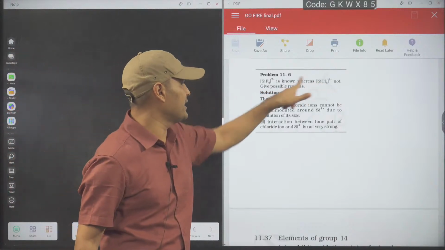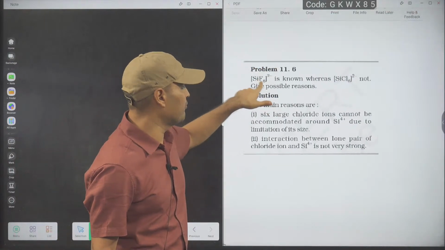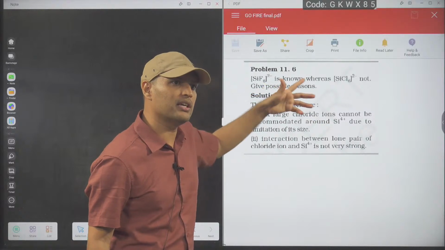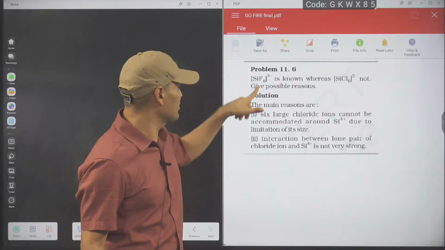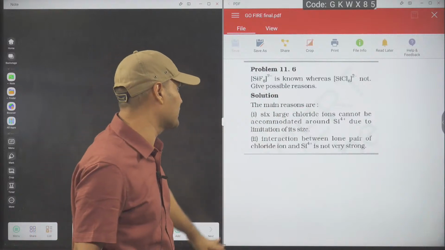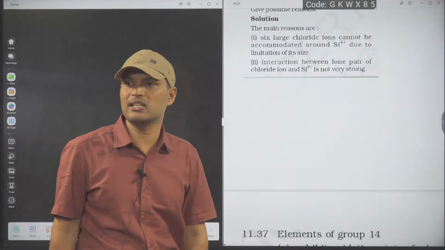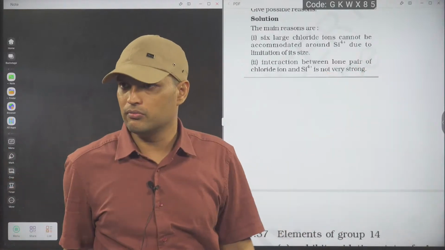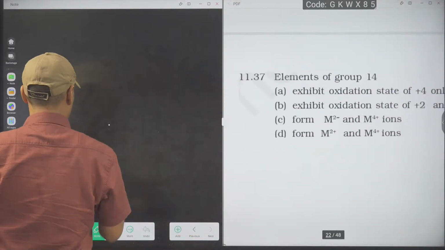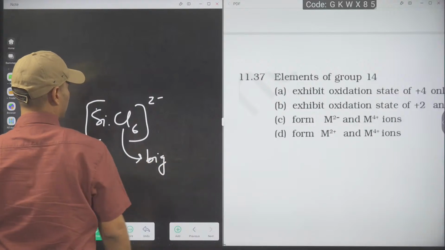Now you know SiF6, SiCl6. This salt example also came in your paper. Both reasons were given there. See, silicon can form 6 bonds, no problem, third period. Now they are saying that the fluoride exists, but the chloride does not. Chloride is less stable. They have written that fluorides are small. Due to steric reasons, fluoride can be accommodated easily. Six small atoms can be put easily. But six chlorine atoms are big, difficult. So SiF6 2 minus is possible, but SiCl6 2 minus is difficult because chlorine is big.